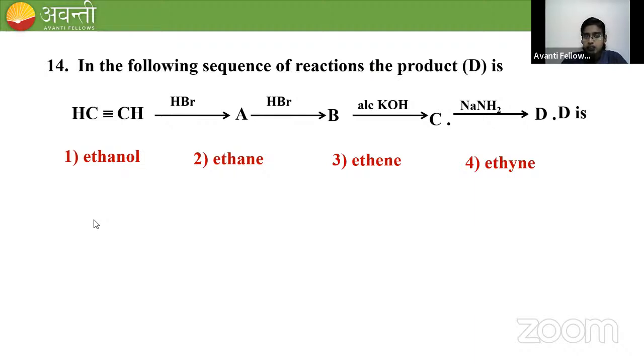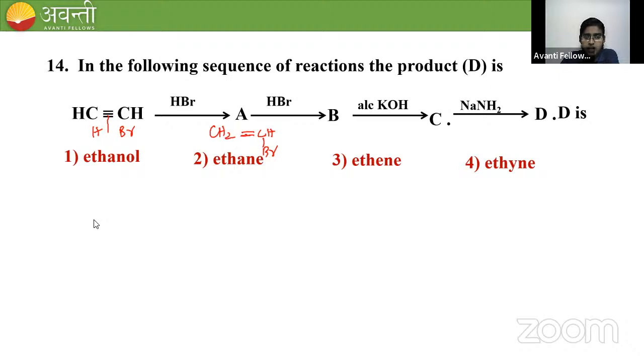Ethyne is reacting with HBr. So it is nothing but the addition of HBr. Break the bond, add hydrogen and Br in this manner, and it will give you CH2=CHBr. So this is compound A. And again, to this compound A, HBr is reacting, so you have to add the second mole of HBr.